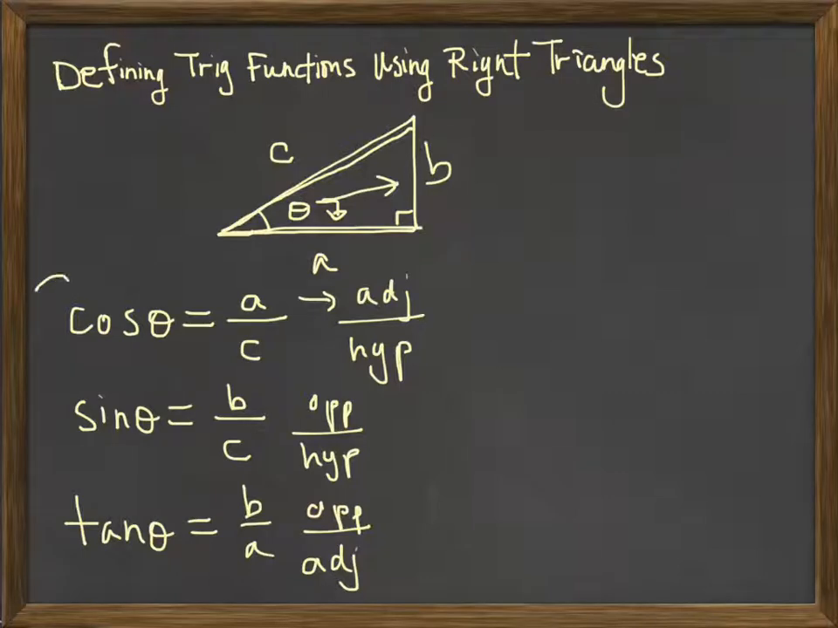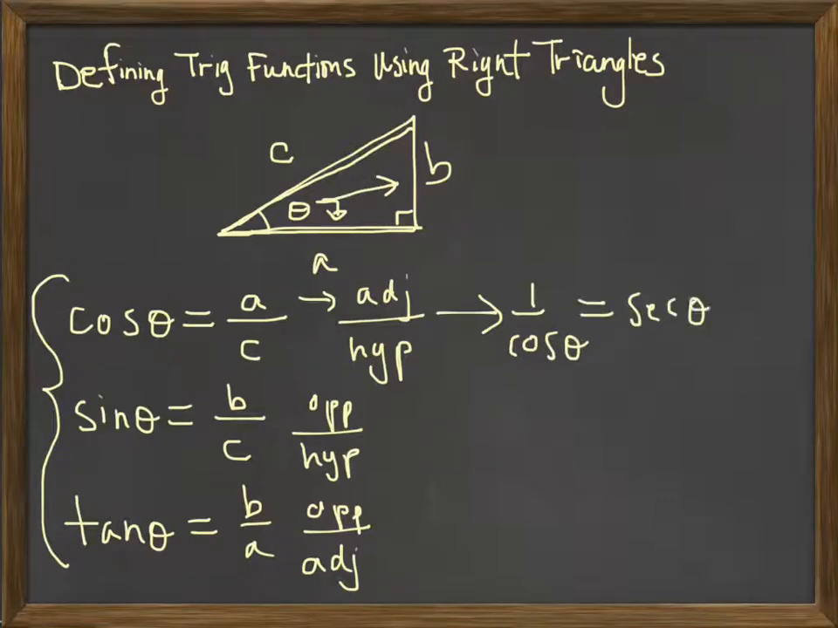All right, these are our 3 most important trig functions, and they come up the most often. But each one of them has a reciprocal function associated with it. So the cosine of theta, its reciprocal, 1 over cosine of theta, we're going to call secant of theta. So it's just the reciprocal of cosine of theta, so it is C over A.